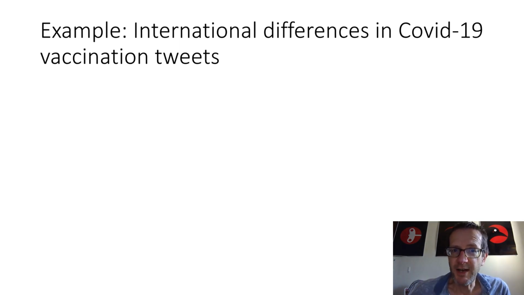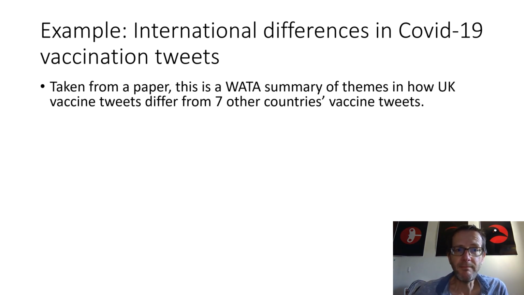Okay, let's start with an example. This is a thematic analysis from a study to investigate international differences in COVID-19 vaccination tweets. This is going to be a WATA summary of themes in how UK vaccine tweets differ from 7 other countries' vaccine tweets. So when people in the UK tweeted about COVID-19 vaccines, what was different about their tweets compared to 7 other countries' tweets about vaccines in English?